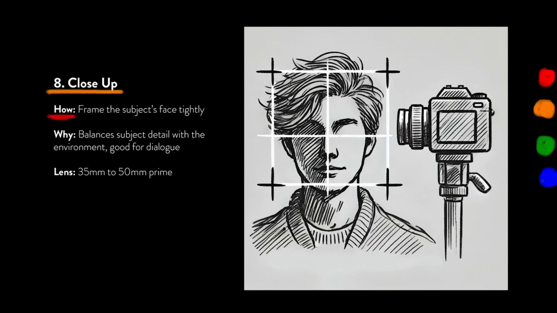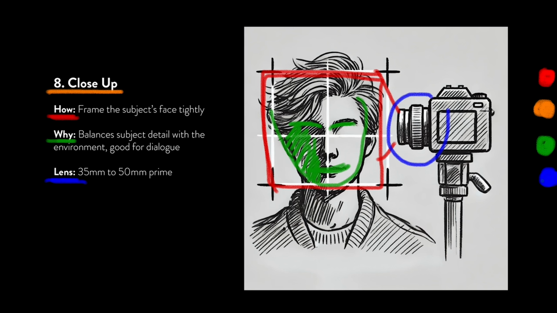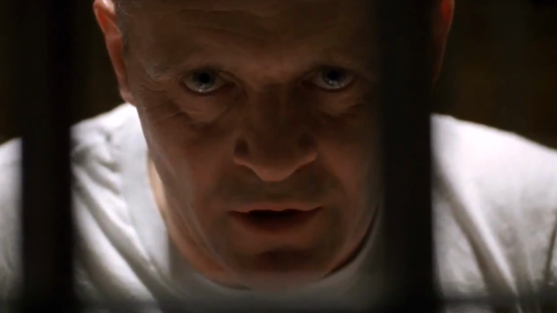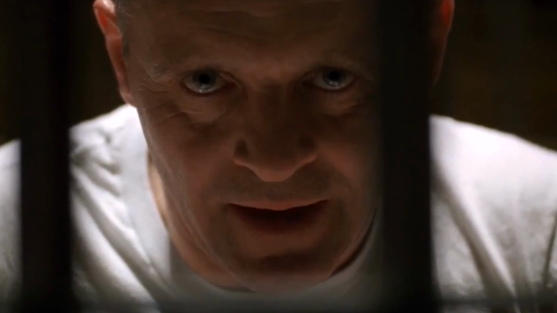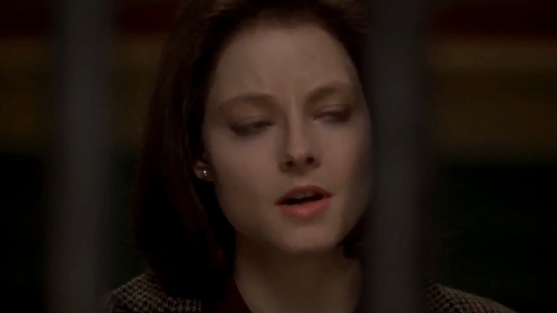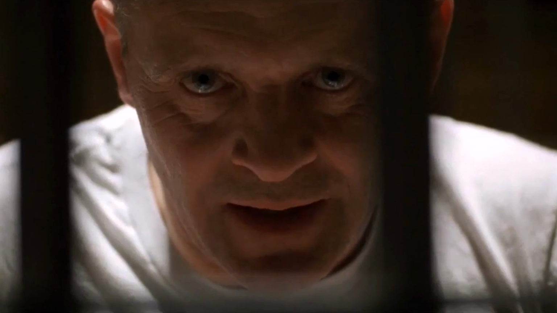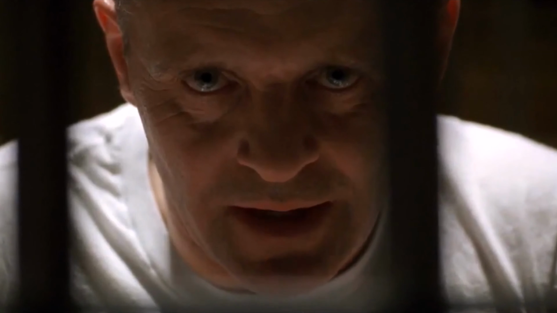Number 8, close up. Frame the subject's face tightly. This highlights emotion and intensity. Good lenses would be 85 to 100mm. I love those prime lenses. Silence of the Lambs would be nothing without the close-ups of Hannibal Lecter's face. That man is creepy.